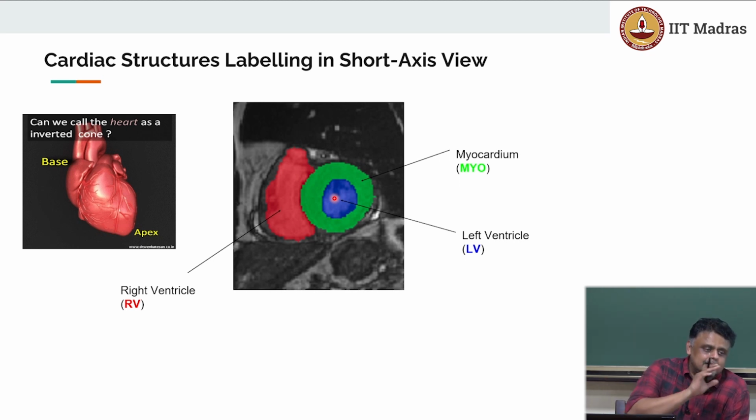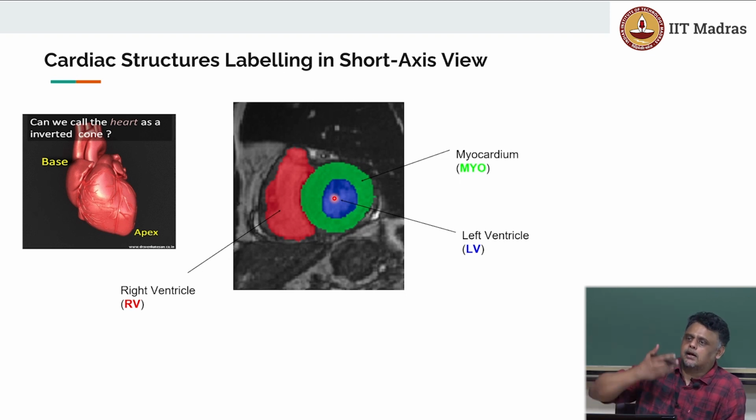So this is the task, and it is called segmentation. Remember, I have shown you this in one slide. You have to do this for the entire volume of the heart. I will show what that means in later slides. How many of you are familiar with the term semantic segmentation?